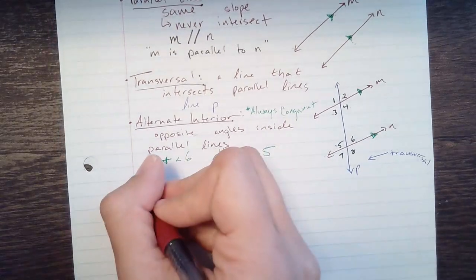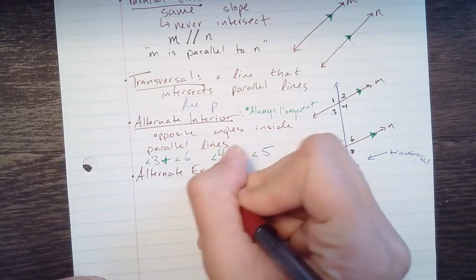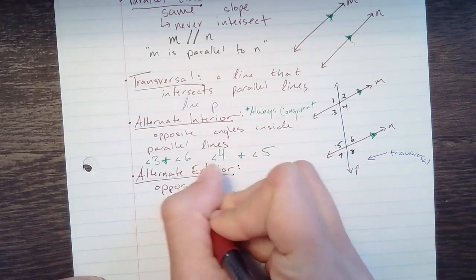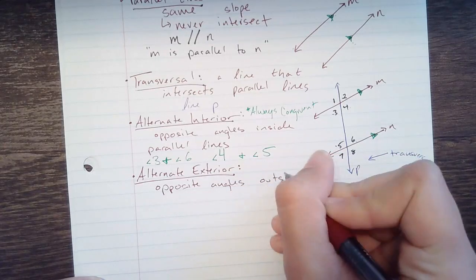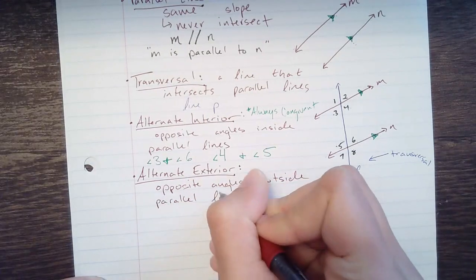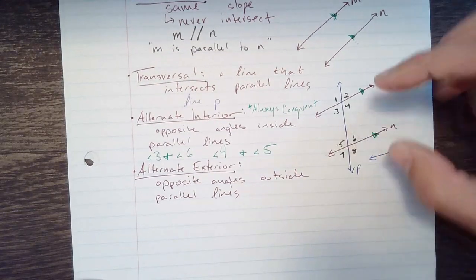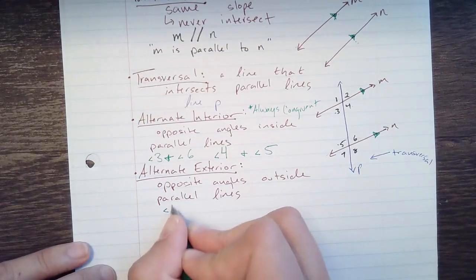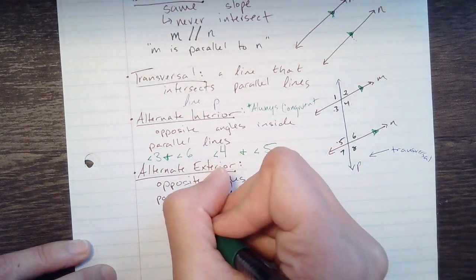Next up we have alternate exterior, which is going to be opposite angles outside the parallel lines. It's the same concept as before, but now we're not looking here, right? We're going to be looking on the outside of these parallel lines. So we're going to have angle 1 and the one opposite that is angle 8, and then 2 and 7.